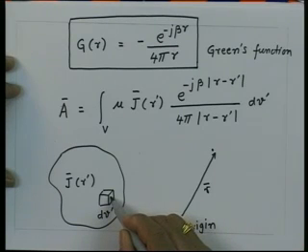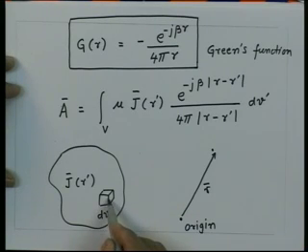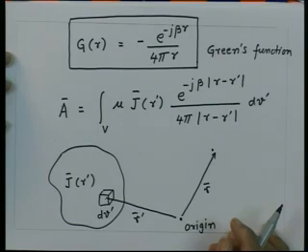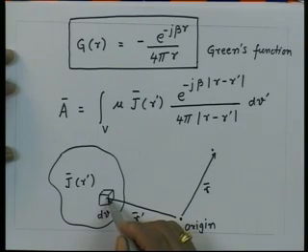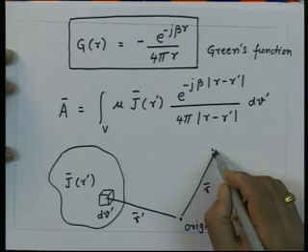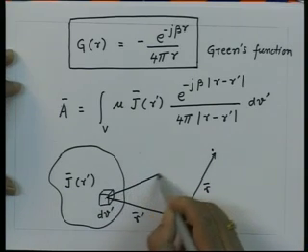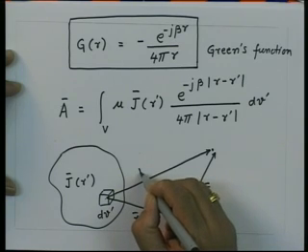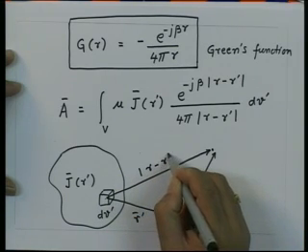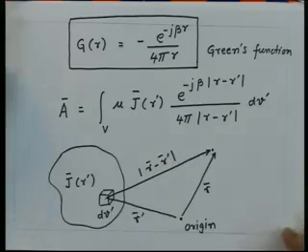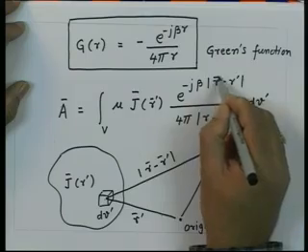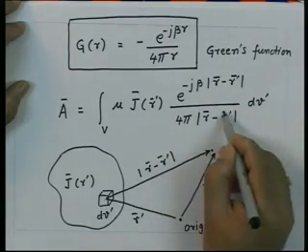which is a vector. The distance from the origin to the location where the current is, is a vector which is r prime. So, the distance between the source location and the observation point is the difference of these two vectors. So, this is the magnitude of r minus r prime. In this case r and r prime are vectors, so we can put the vector signs here.